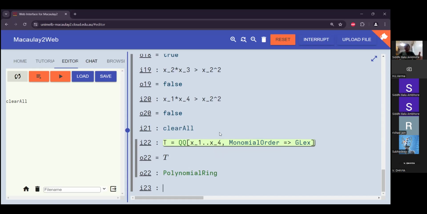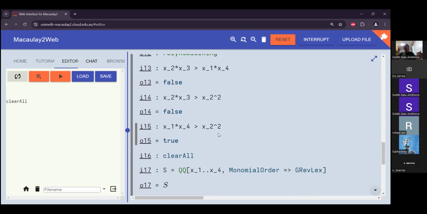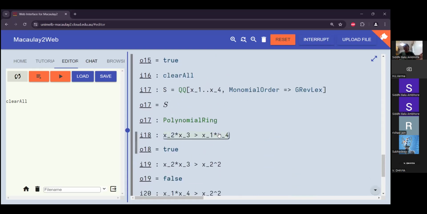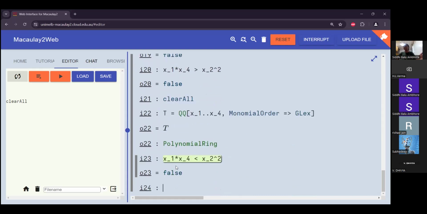Okay, so it is good exercise to do that. And apart from that, is it okay how to define orders in a polynomial ring in Macaulay2 and how they are compared? It's not always that we have to write greater than, you can also write less than, it doesn't matter. It will give you whether it's true or false. Okay, is it okay for now?